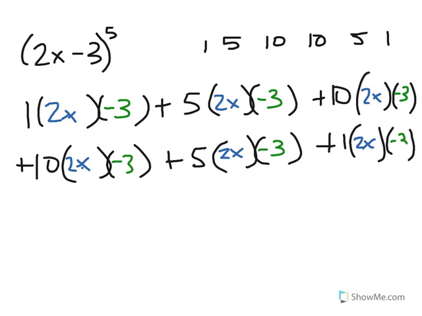Now we just need to add some exponents. So remember that the first term, the leading term, the 2x, is going to start out to the 5th power, then to the 4th, then to the 3rd, the 2nd, the 1st, and the 0. The other terms, the negative 3's, are going to go in exactly the opposite order. The other thing you might want to notice, if I were to add the 2 exponents from each term of the expansion, I always get 5. 5 plus 0, 5. 4 plus 1, 5. 3 plus 2, 5, and so forth.